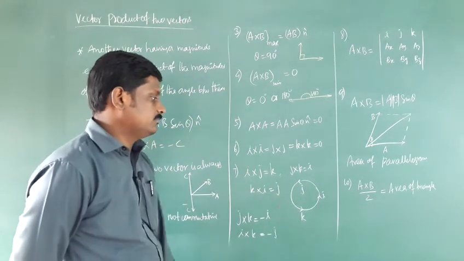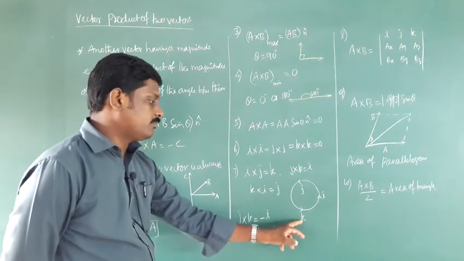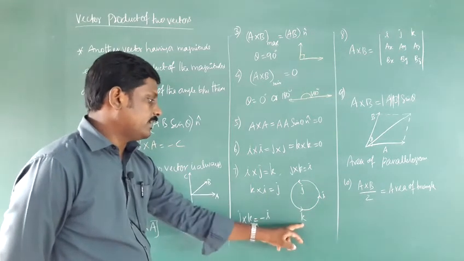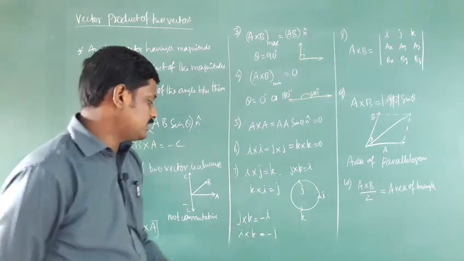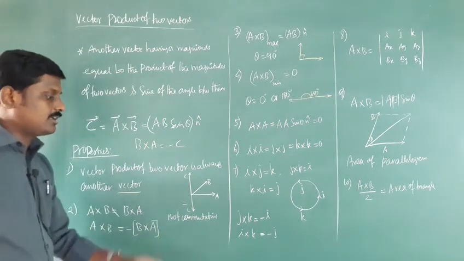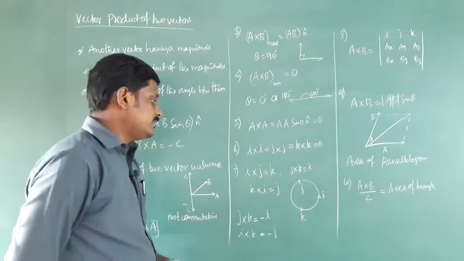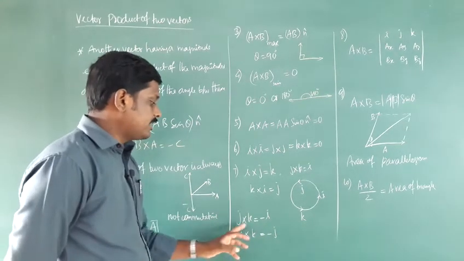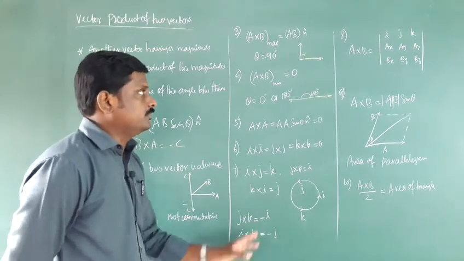If it is reversed, J cross I equals minus K, and I cross K equals minus J, because A cross B is not equal to B cross A; it is not commutative. So I cross J is equal to K, and J cross K is equal to I, while K cross J is equal to minus I.